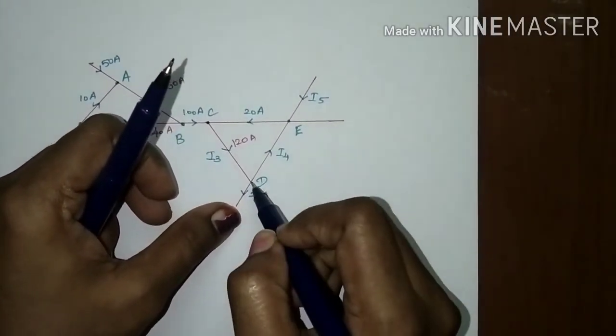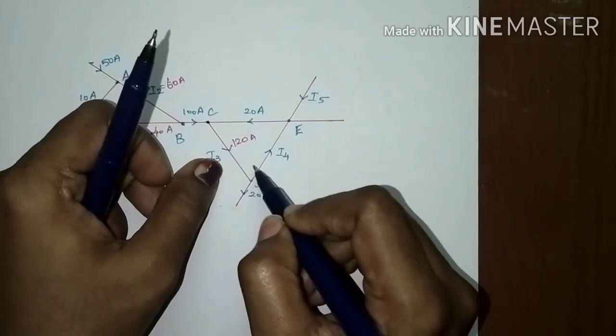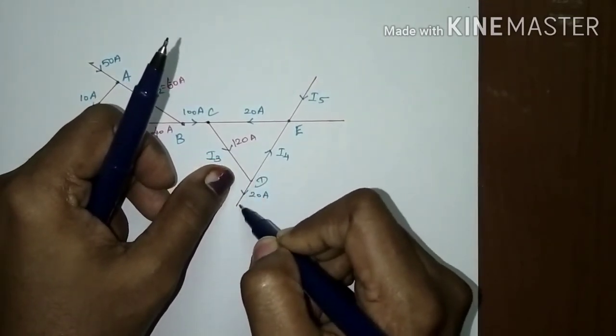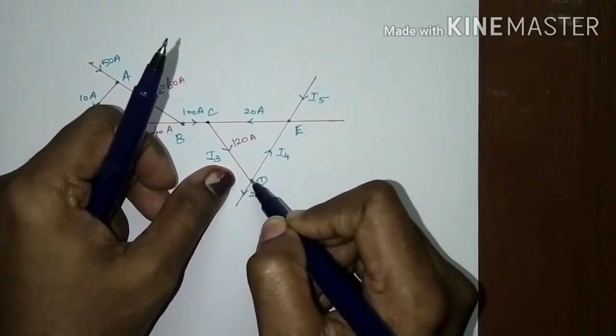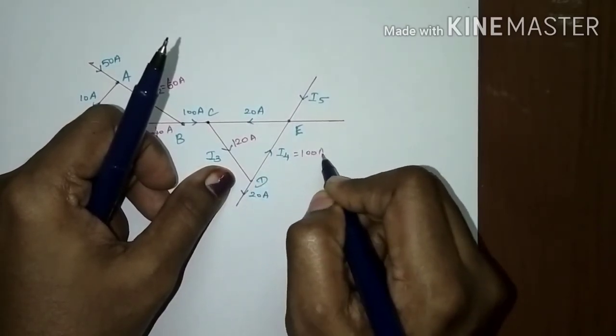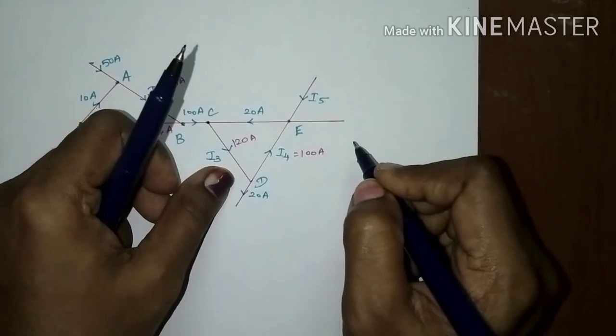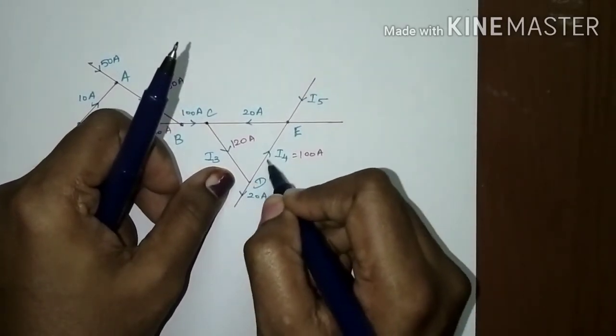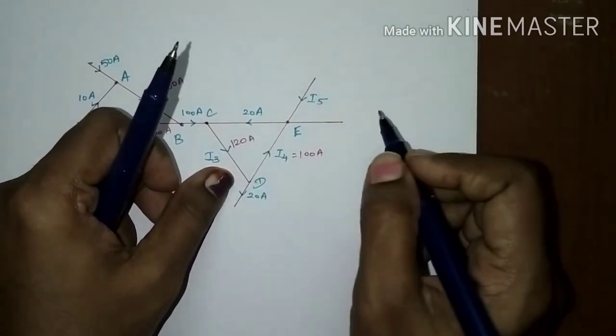See here at node D, 120 ampere current is incoming and 20 ampere current is outgoing here, right? The remaining 100 ampere current will be outgoing in I4. The value of I4 would be 100 amps again. Okay. 20 ampere plus 100 ampere will give the value of 120.